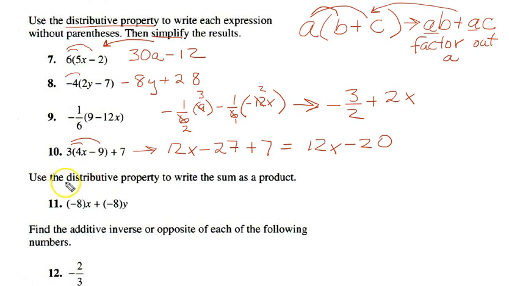Now here we want to write this as a product. We want to go backwards here. Can you see you have a common negative 8 factor here? So I'm pulling that negative 8 out, and then in the parentheses I'm left with an x plus y. This is something you'll run into once in a while. Alright, let's move it up.